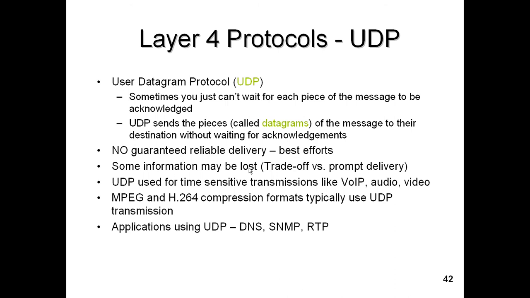Now, UDP is commonly used for time-sensitive transmissions, like audio, like VoIP telephones, and like some video. The higher-end compression formats that our manufacturers include in their video cameras and encoders will typically be of the MPEG-4 or now H.264, which is also called MPEG-10, a certain type of compression format. It is typically going to transmit in UDP.